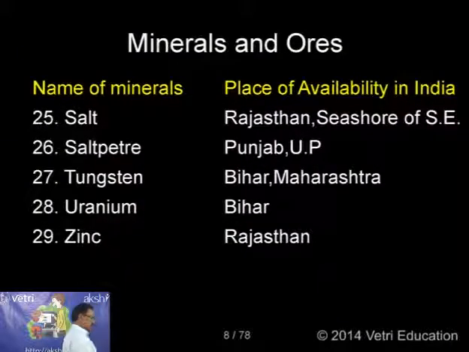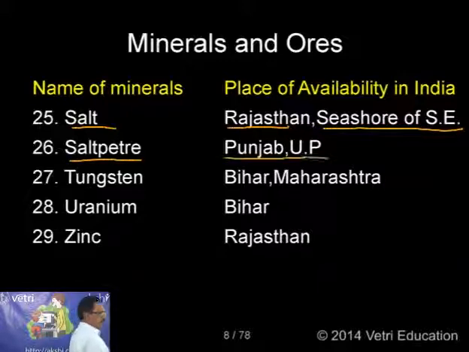This continues. Salt, commonly you say common salt, is available in Rajasthan and the seashore of the southeast part. Saltpeter is again available in Punjab and UP, Uttar Pradesh. Tungsten, the metal having the highest melting point, is available in Bihar and Maharashtra.